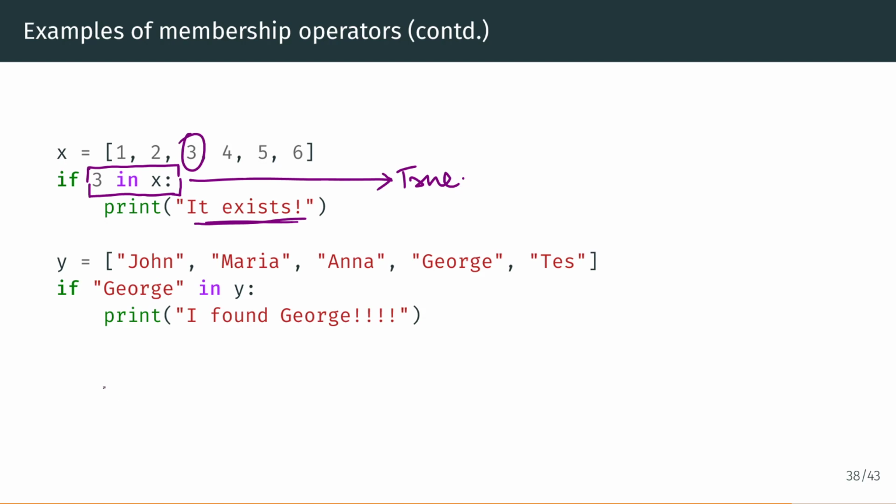In the second example, we have a list Y, again, containing the elements John, Maria, Anna, George, and Tess. And we ask the question, if George is in Y? And indeed, George is in Y. That's George right there. So this expression will evaluate to true. And as a result, the if condition would be satisfied and this line would be printed. It will say, I found George.